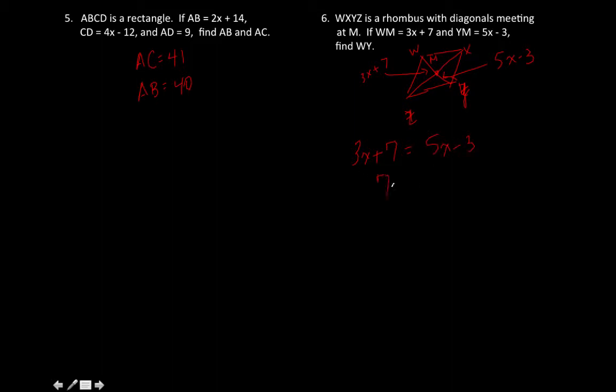Subtract 3x, add 3, we can plug it back into either one of these to get half of the length WY. So I'll just do WM equals 3 times 5 plus 7 is 22. So WY must equal 44 because it is twice.